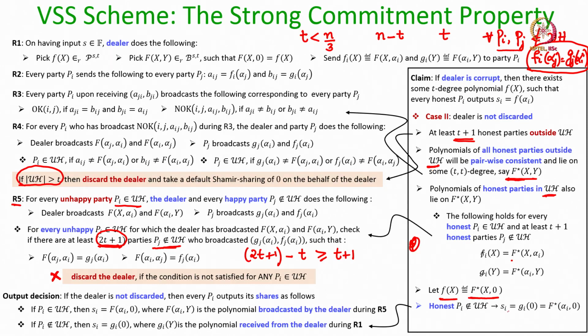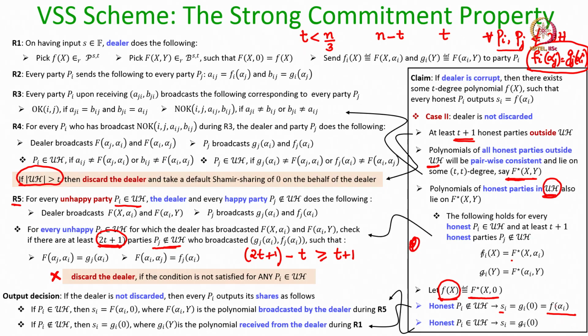This automatically implies that the share S_i of every P_i not belonging to the unhappy set is nothing but this value, and this value is nothing but the value of our defined Shamir sharing polynomial at x equal to alpha_i. Whereas, consider those honest parties P_i who are unhappy. For them, we have to take the dealer's version of the column polynomial made public during round 5, but fortunately for those column polynomials also we know that they lie on f star of x, y as well.